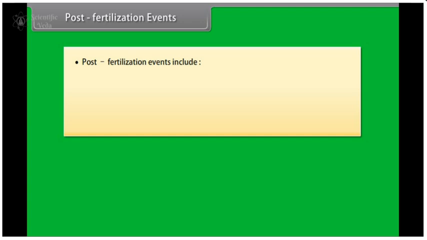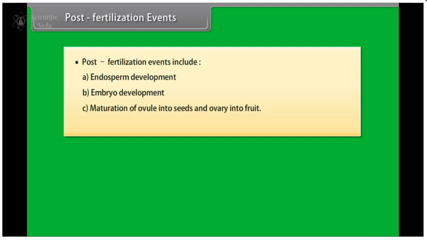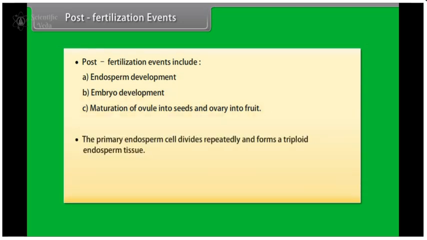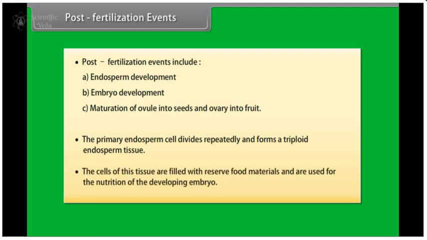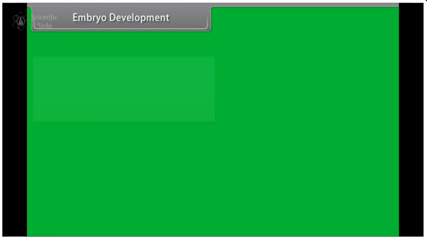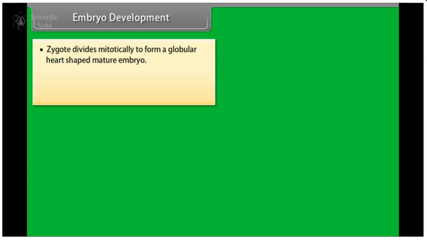Post-fertilization events. Post-fertilization events include A. Endosperm development, B. Embryo development, C. Maturation of ovule into seeds and ovary into fruit. The primary endosperm cell divides repeatedly and forms a triploid endosperm tissue. The cells of this tissue are filled with reserve food materials and are used for the nutrition of the developing embryo. Embryo development. Zygote divides mitotically to form a globular, heart-shaped, mature embryo.